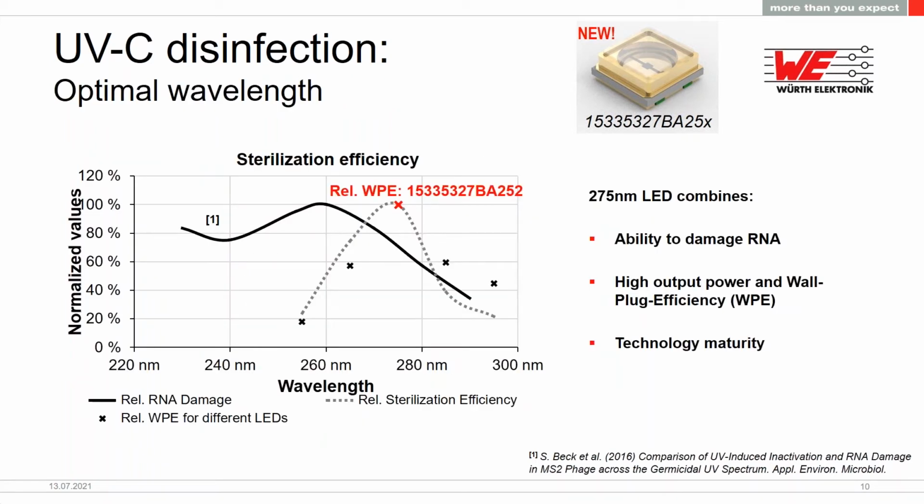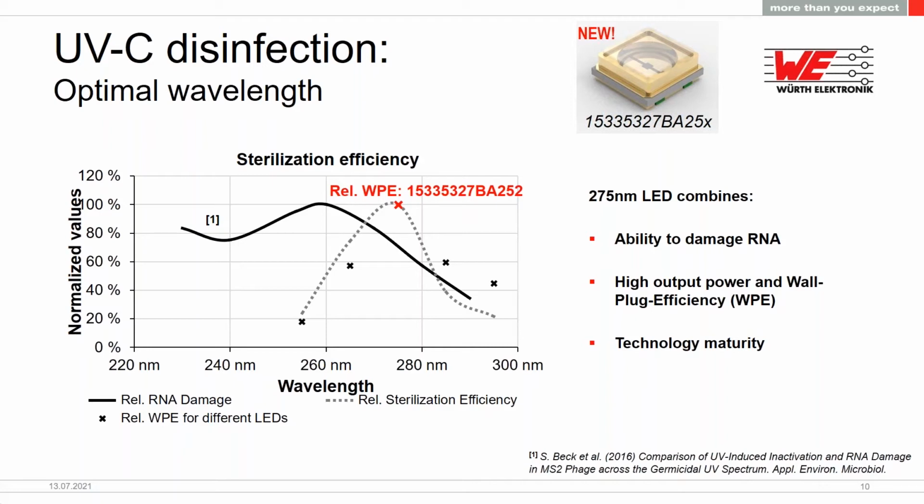And this is what I show you here in this graph, where I inserted the crosses, which are the wall plug efficiency for a few available LEDs on the market with different wavelengths. And what you can see there is that for 265 nanometers, for example, or lower wavelengths, the wall plug efficiency, so basically also the amount of optical power that is emitted by this LED, is much lower than for our 275 nanometer LED.